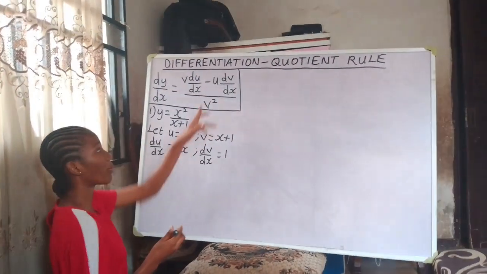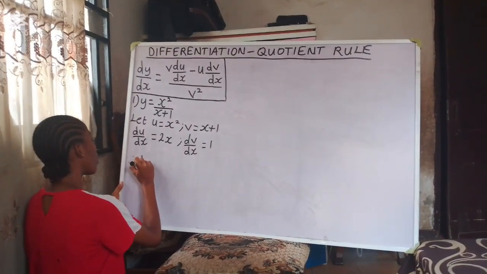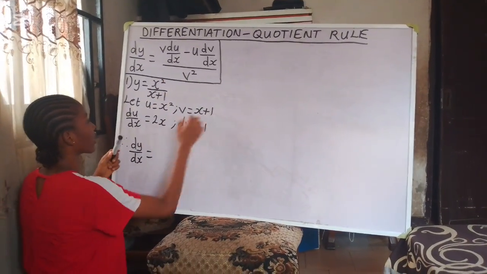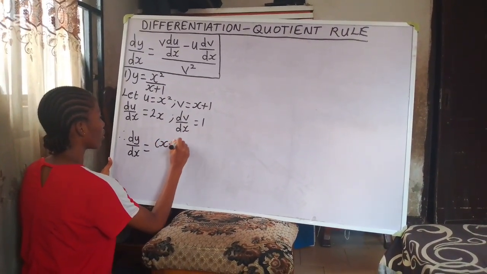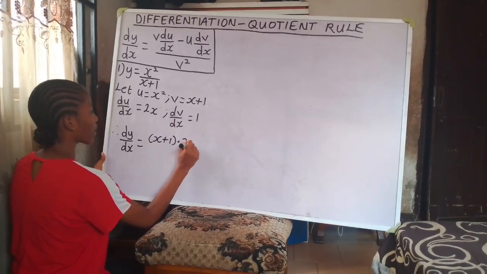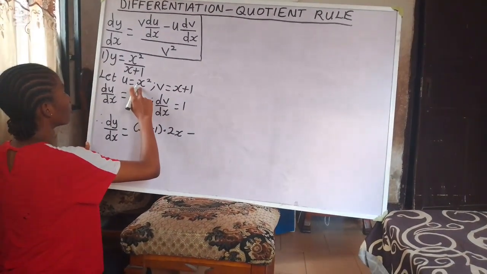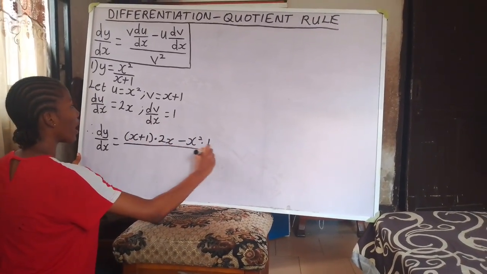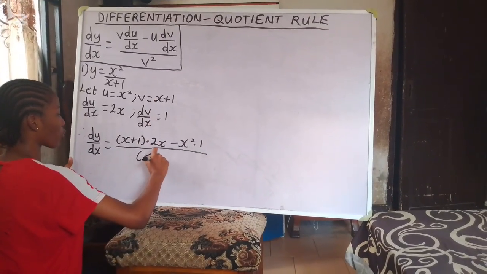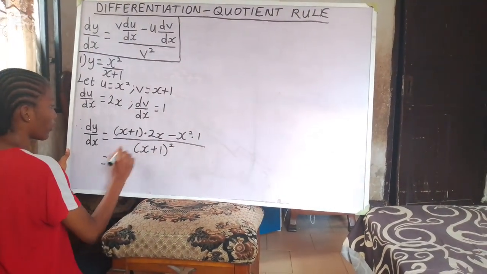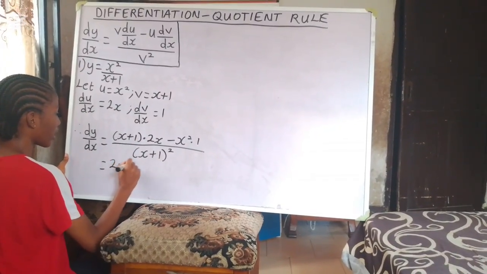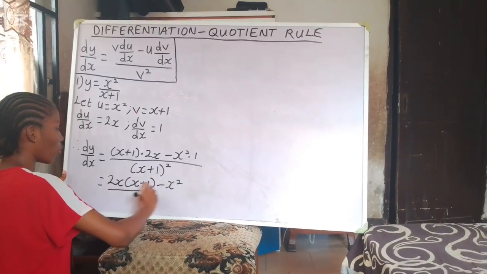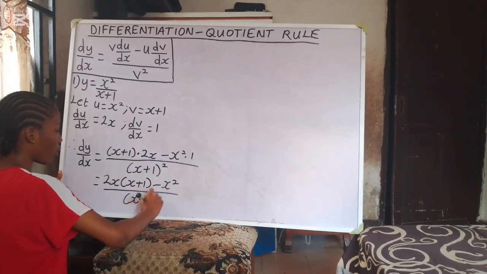Now putting this into our quotient rule formula, we have that dy by dx will be equal to v du by dx, v that is x plus 1, du by dx that is 2x, minus u, which is x squared, times dv by dx, 1, all over v squared, that is x plus 1 squared. Multiplying this, you have 2x into x plus 1 minus x squared, all over x plus 1 all squared.